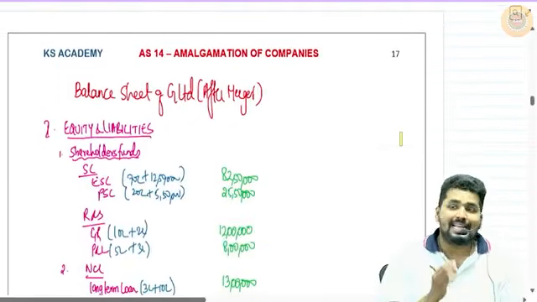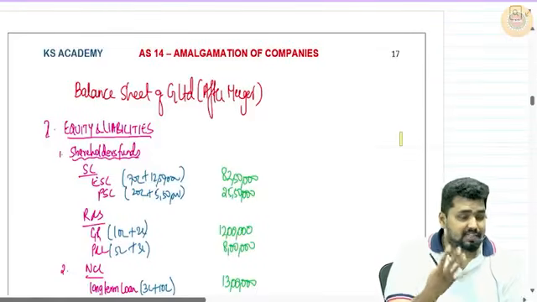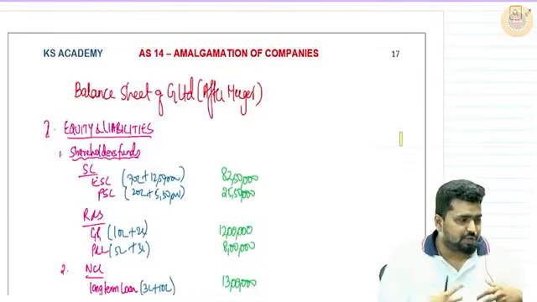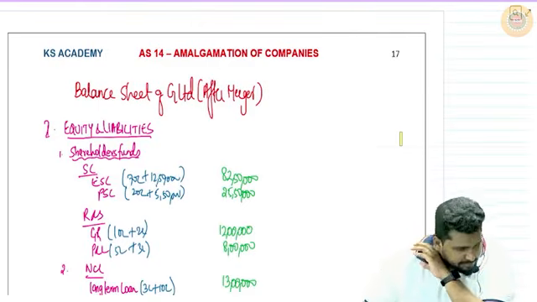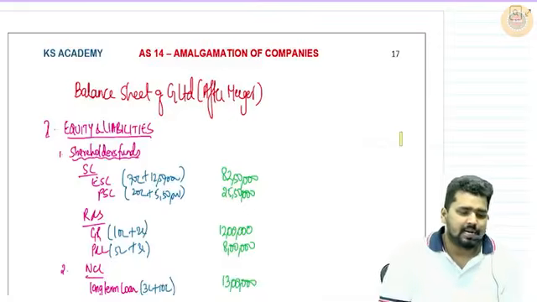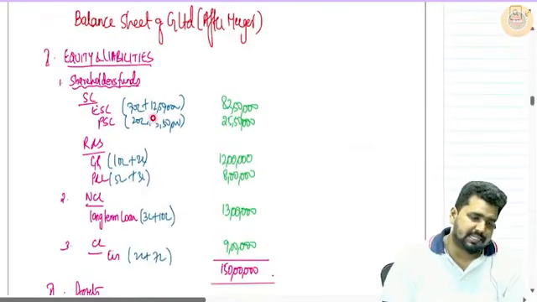Clear? Clarity, consistency, understanding and practice, coverage, everything is very, very important. I want you people to score the highest marks. When amalgamation comes, just make sure you're smashing it. Clear? Next, listen. After this we have to prepare the balance sheet also. Yes, sir, correct.